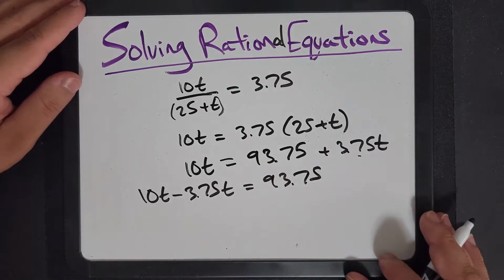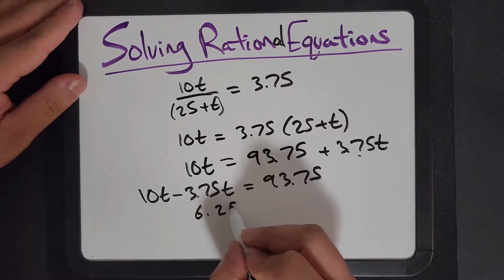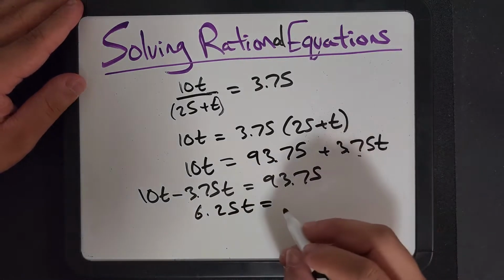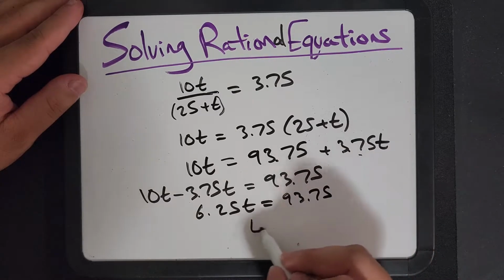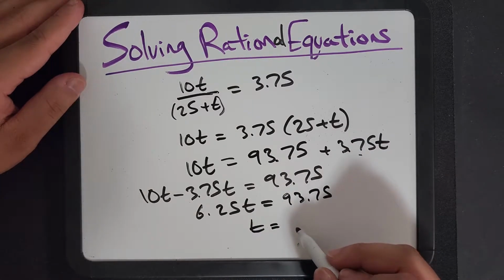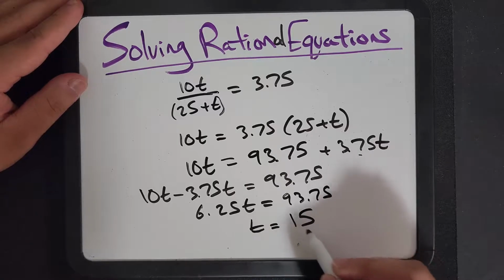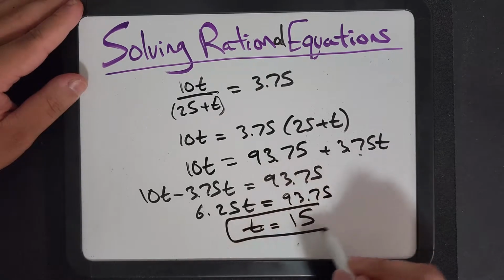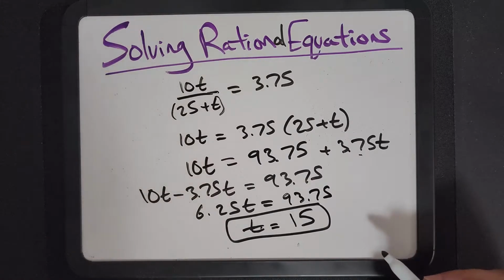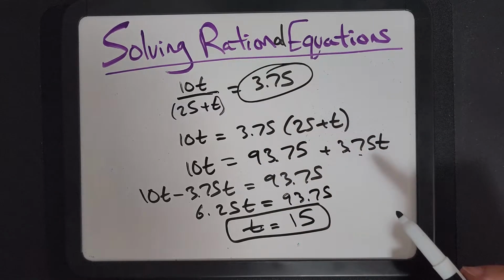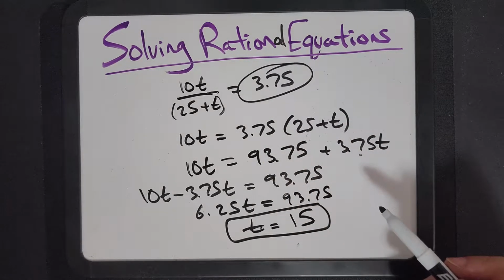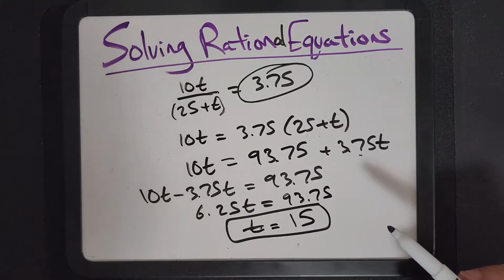So now I'm left with 6.25t equals 93.75. Divide that and I'm left with 15 minutes exactly. So it will take 15 minutes for the concentration to reach that. And yeah, this one is pretty straightforward.